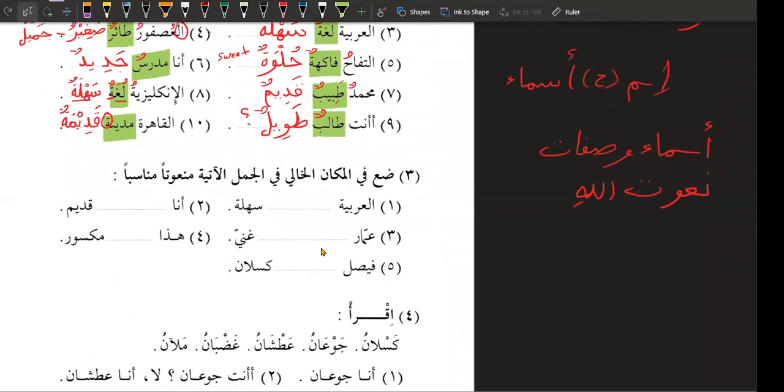So we just have the last exercise here, and the other one is just reading. It's the same exercise as above, but we now have to put a suitable na't in the blank in the following sentences. We have to put a man'ut which is suitable.